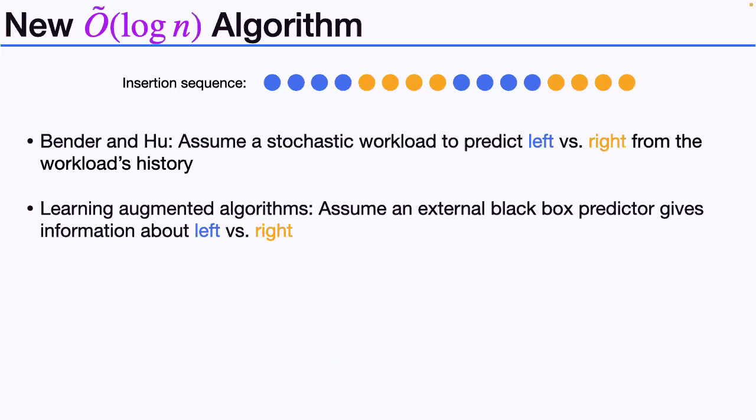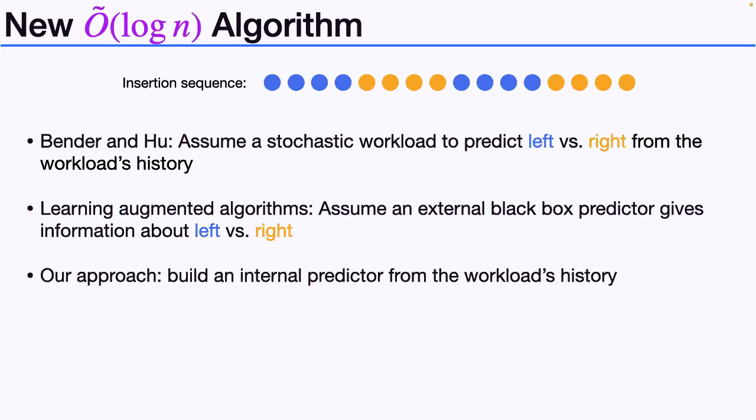Okay, so we took inspiration from Bender and Hu, where for certain stochastic workloads, they're able to predict effectively. There's also a more recent field of learning-augmented algorithms. Here, you assume some predictions that come from an external black box predictor that gives you information as to what the future workload may look like. And then the performance of your algorithm is parameterized by the error of your prediction.